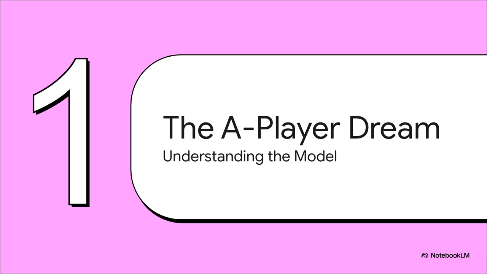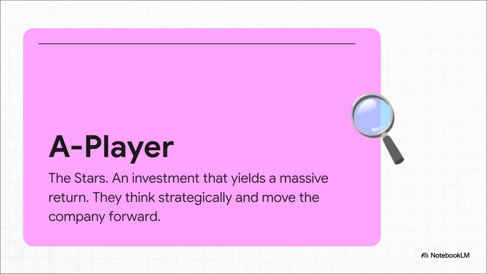Okay, so first things first, let's just make sure we're all on the same page about what this model even is. Because, on the surface, it sounds pretty straightforward. Almost logical, right? A simple way to sort your team and see who's doing what. So at the very top, you've got your so-called A players. These are the stars of the show, right? The innovators, the big picture thinkers. The idea is you put a little bit of investment into them and bam, you get this huge return. They're the ones driving the whole company forward.